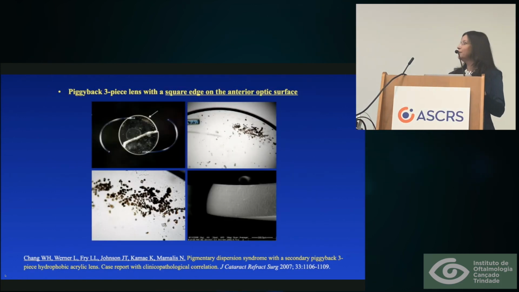And this same thing can happen with three-piece hydrophobic acrylic lenses. In case you have lenses with edges that are also not polished, with some rough lines, such as in this case we described, this three-piece hydrophobic acrylic lens was implanted as a piggyback lens, and it caused significant pigmentary dispersion, actually pigmentary glaucoma in this case, and you can see the significant pigmentary dispersion on the surface of the IOL. You can appreciate the side walls, they are not polished, the rough lines, etc.